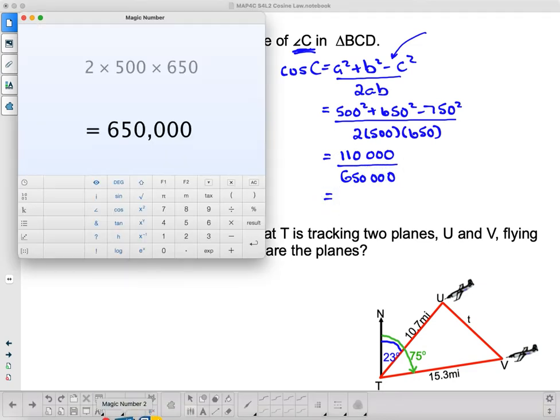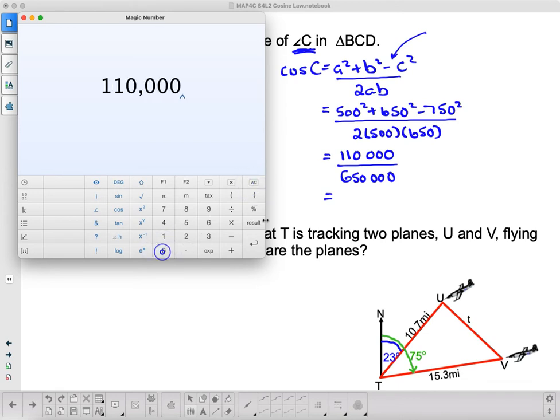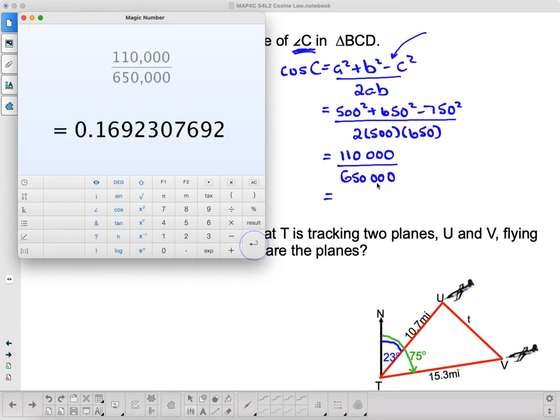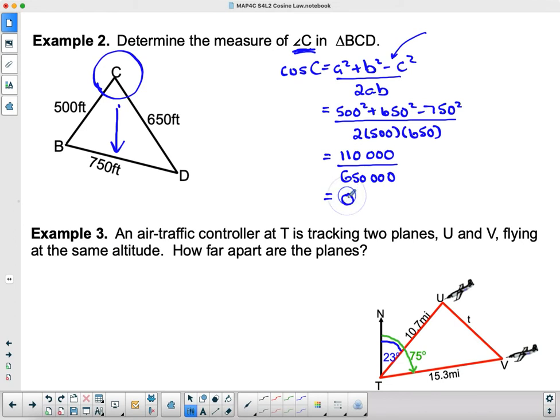And now we'll make that division. 110,000 divided by 650,000 gives us 0.1692. Now remember to leave it to 4 decimal places so you don't get any early round off errors. And this is cos C. In order to find C, we have to use cos inverse. So we're going to do cos inverse of 0.1692.